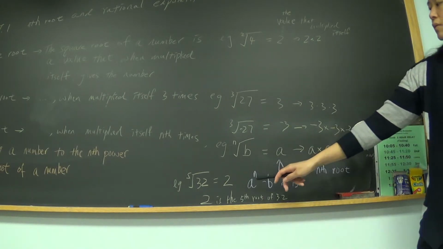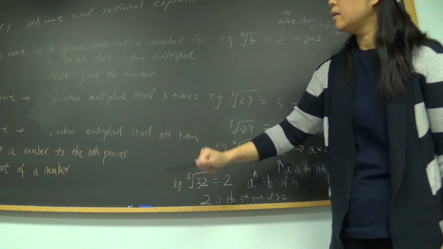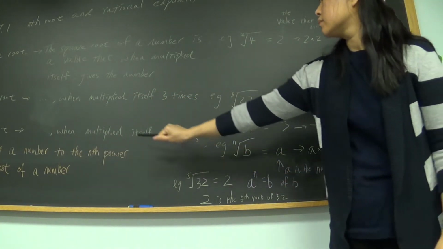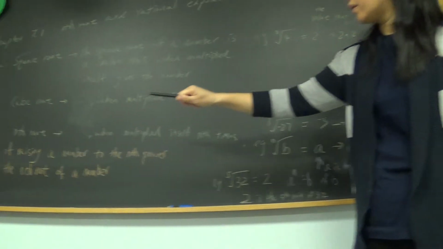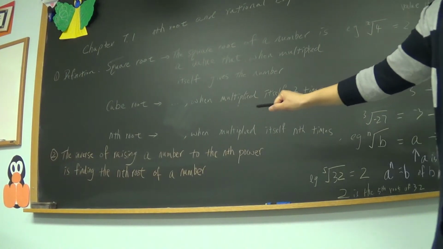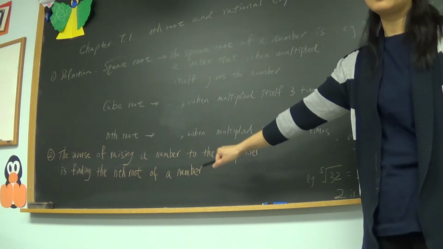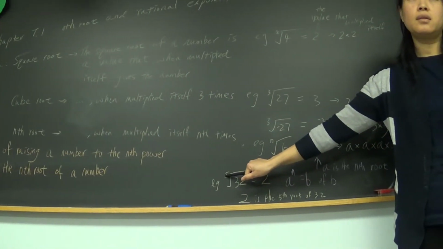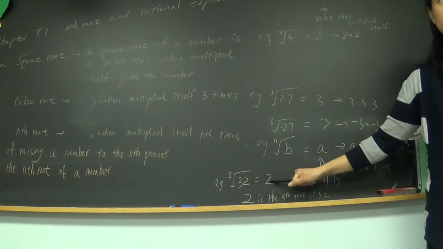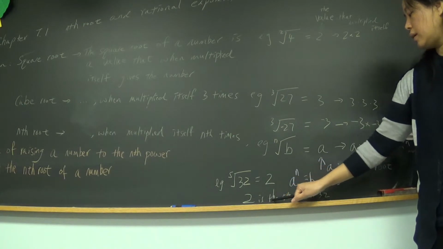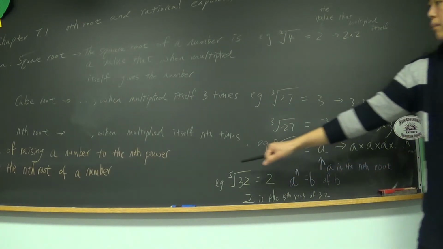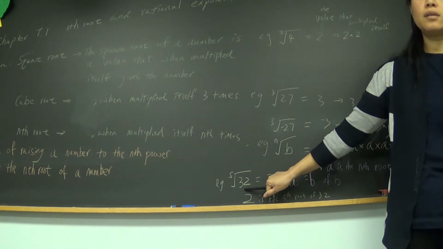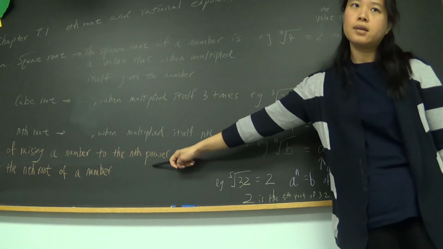And another definition for it is that the inverse of raising a number to the nth power is finding the nth root of the number, their inverse. So let's say if I take the fifth root of 32, it is 2. 2 is the fifth root of 32, right? If you look at this one, 2 raised to the fifth power is 32. It's the inverse.